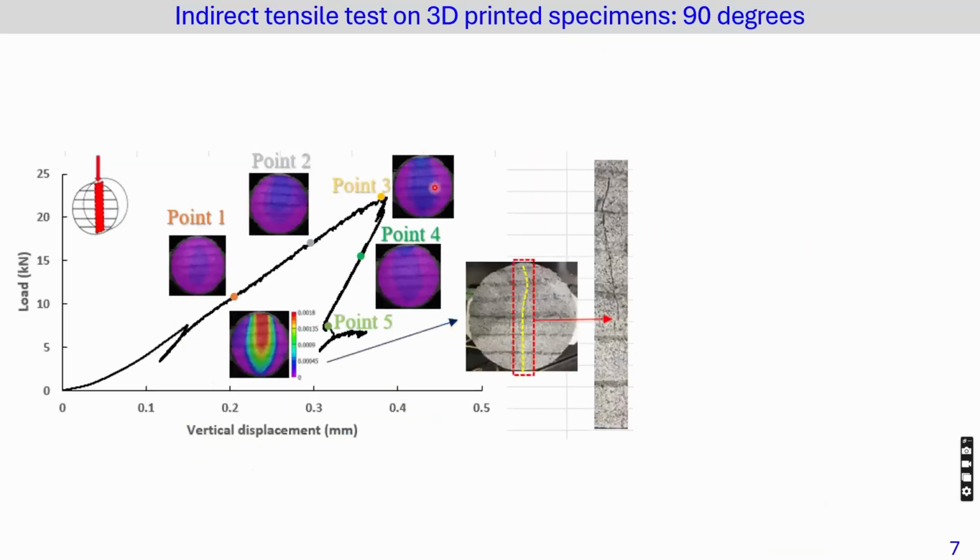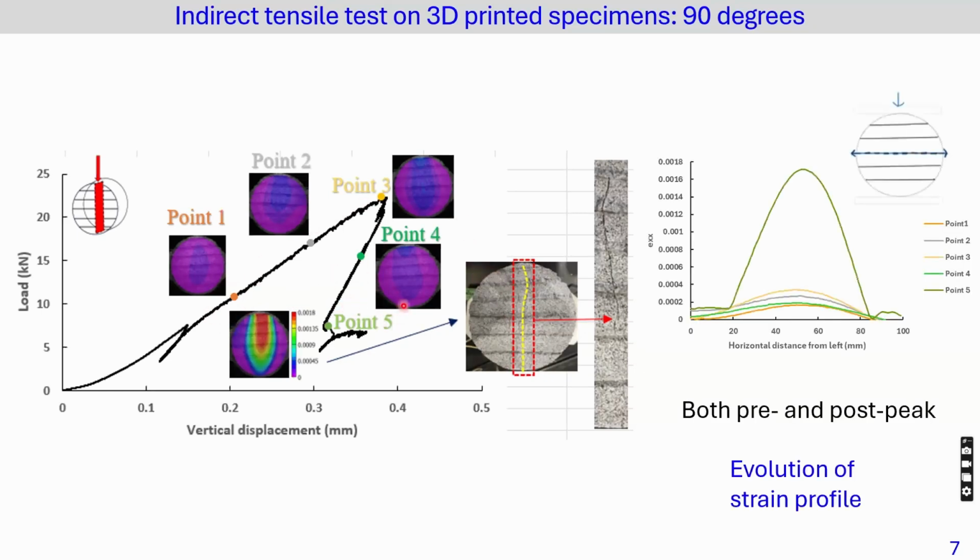So furthermore, I would like to introduce the load and vertical displacement relationship with the DIC contour image and the evolution of strain profile, which is shown in this slide. As we can see, in the zoomed-in pictures of the small photos, there is no straight cracking path perpendicular to the interface of the specimen.